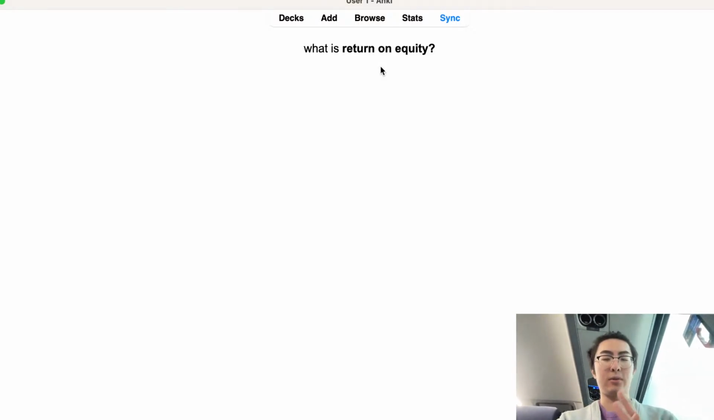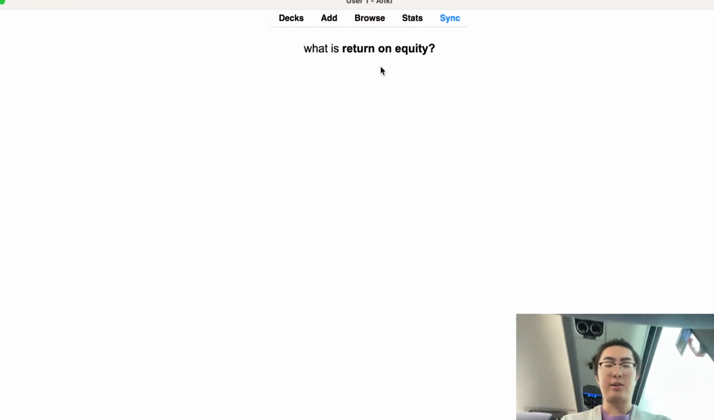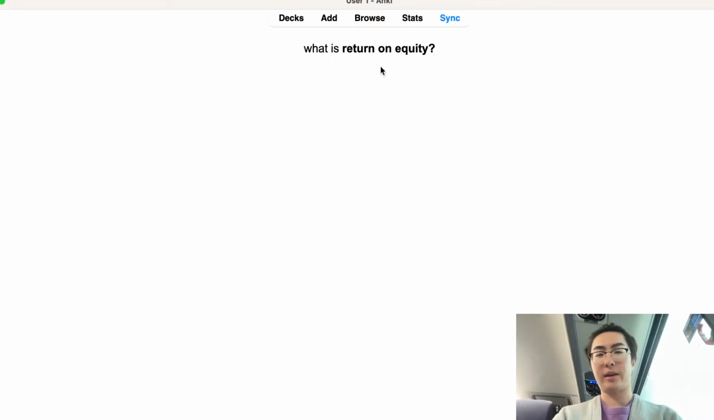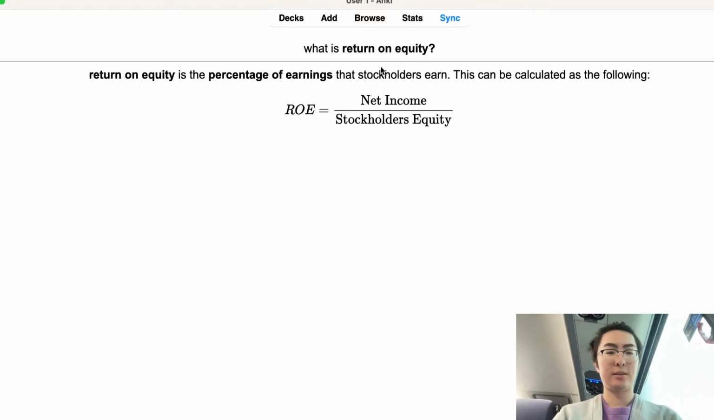What is return on equity? So return on equity is just a metric used to determine the amount of money that you made relative to the equity or the cash you've put into the business.